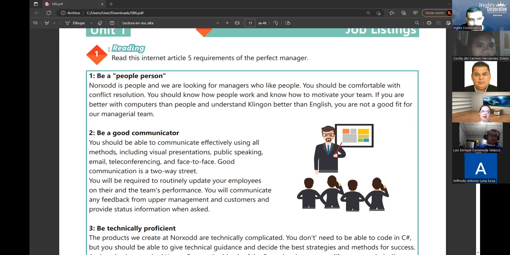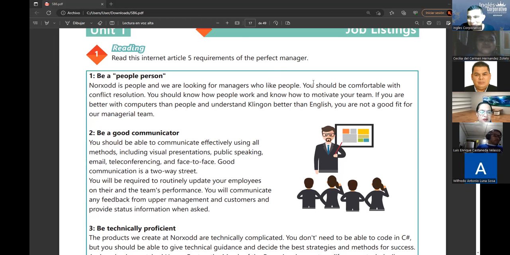One, be a people person. North South is people, and we are looking for managers who like people. You should be comfortable with conflict resolution. You should know how people work and know how to motivate your team. Stop, stop. Thank you.